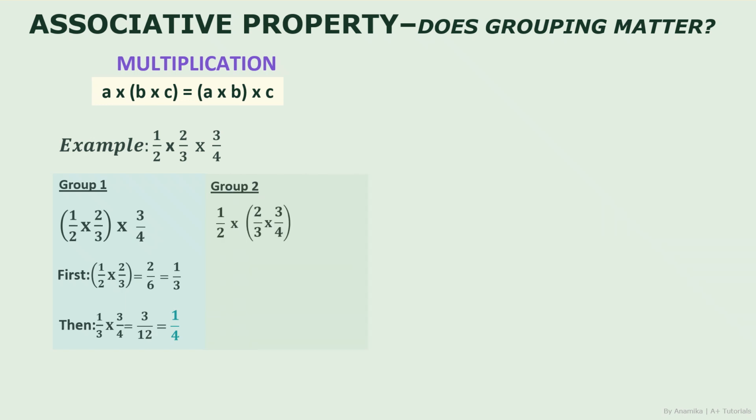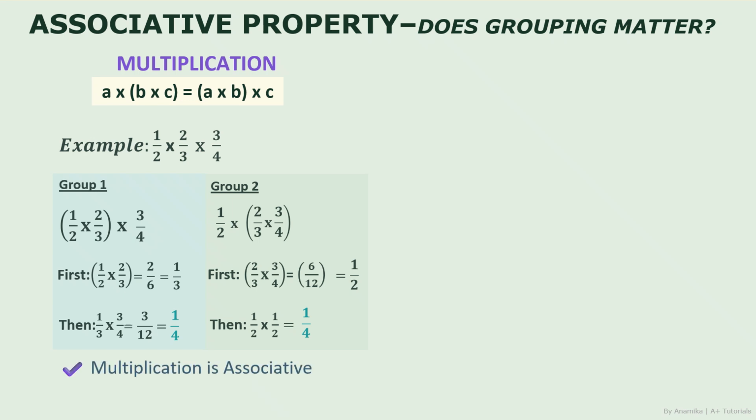We will do 2/3 times 3/4 first this time. That gives us 6/12 or 1/2. Now 1/2 times 1/2 is equal to 1/4 again. Boom, same answer. So that means multiplication is associative. You can group them however you like and the result won't change.